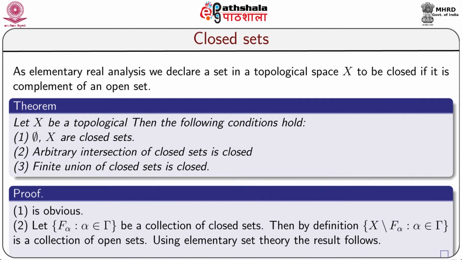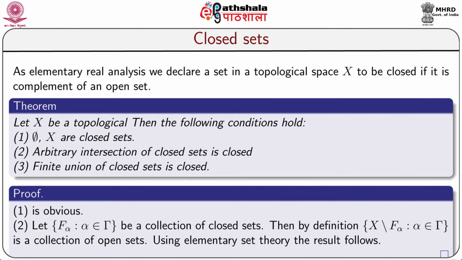So, in a topological space, a set will be called closed if its complement is open. Then the following can be proved. Theorem. Let X be a topological space, then the following conditions hold. Number 1, empty set and X are closed sets. Number 2, arbitrary intersection of closed sets is closed. Number 3, finite union of closed sets is closed.